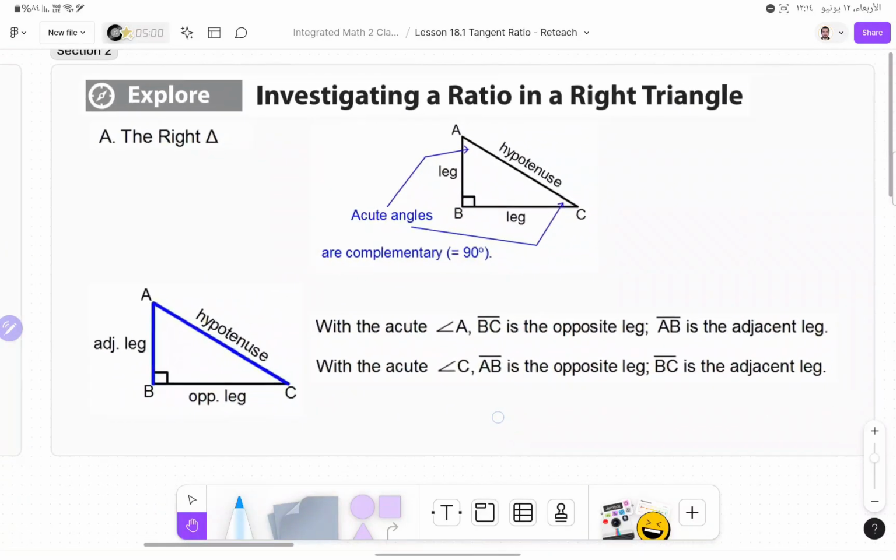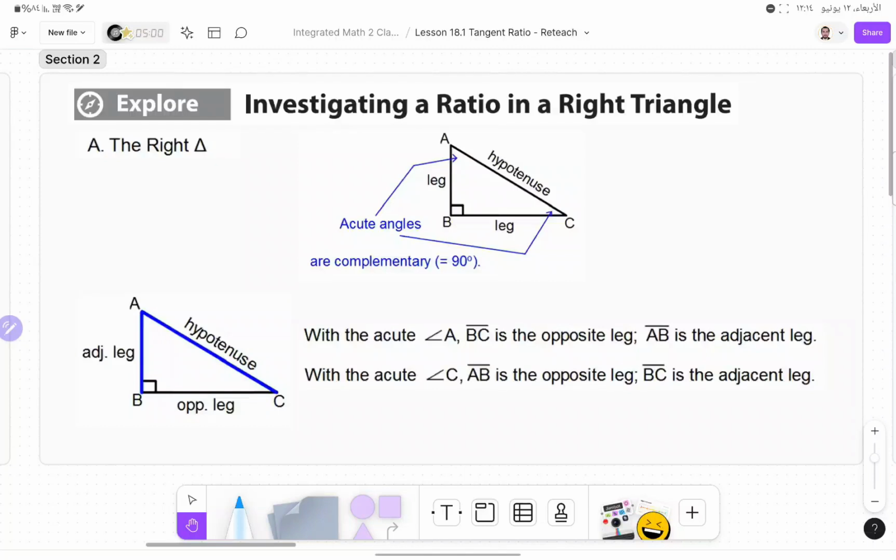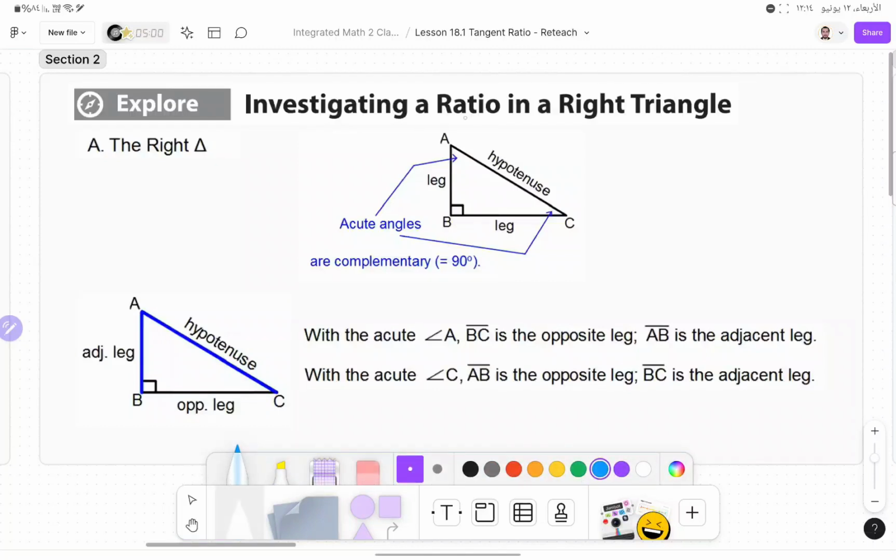Now let's start with the first thing, explaining the ratio. So we know the meaning of the ratio. Now, investigating the ratio in a right triangle. First of all, before we start solving the questions, we are talking only about the right angle triangle.